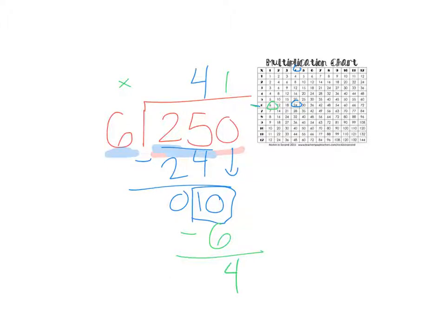Now, we don't have any more numbers here. As we can see, there aren't any more numbers right here. So that means that this 4 now becomes our remainder. So our answer is 41 remainder 4.